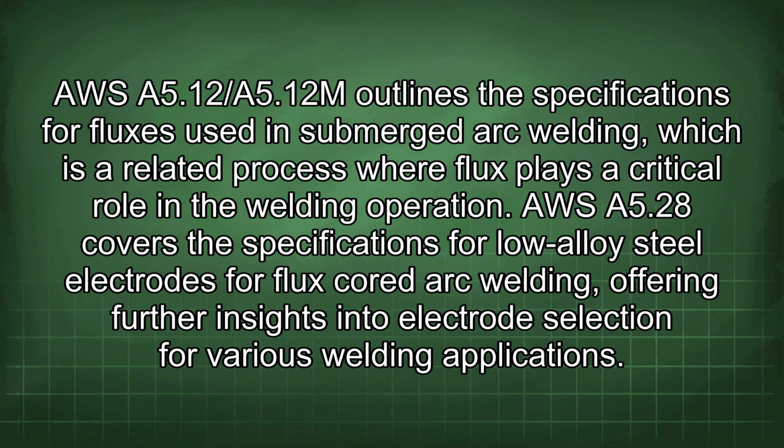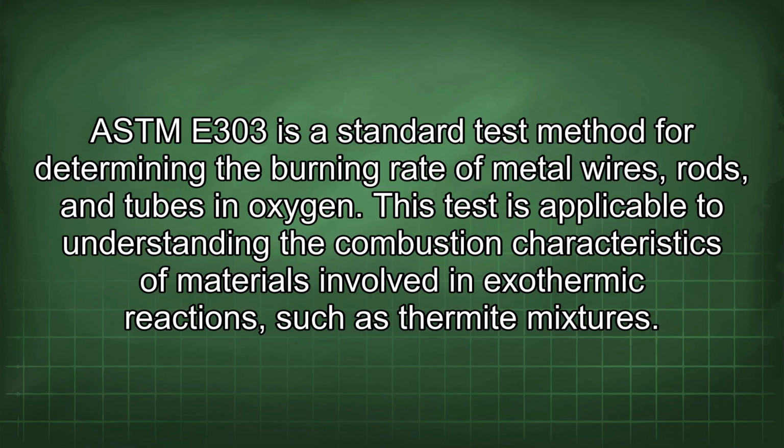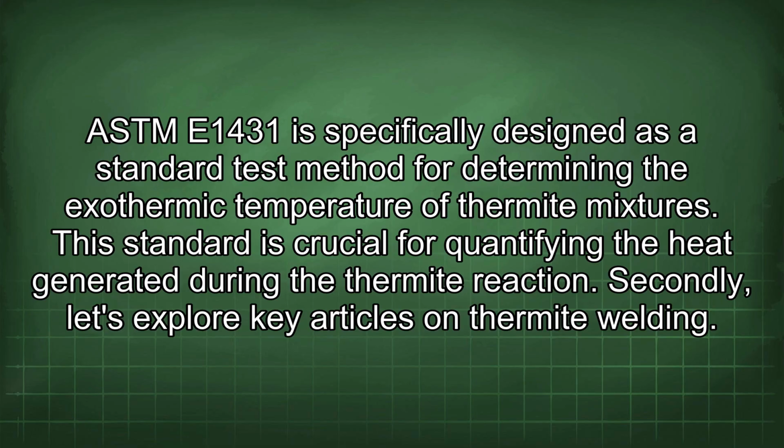various welding applications. ASTM E303 is a standard test method for determining the burning rate of metal wires, rods, and tubes in oxygen. This test is applicable to understanding the combustion characteristics of materials involved in exothermic reactions such as thermite mixtures. ASTM E1531 is specifically designed as a standard test method for determining the exothermic temperature of thermite mixtures. This standard is crucial for quantifying the heat generated during the thermite reaction.